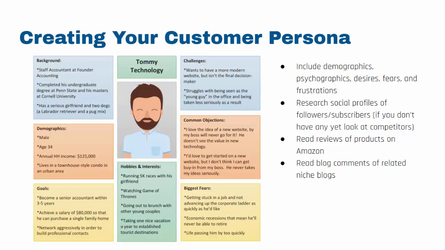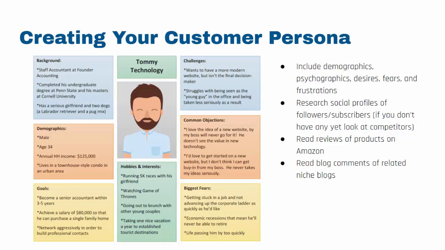A lot of people skip it thinking, oh, I know it in my head. I've got it. I'm smart. Don't be that guy. Do the work. Do the research. The way I find this information, I research social profiles of my followers, my subscribers, my customers. If you don't have any yet, look at your competitors. Find somebody who's bought your competitor's stuff and then go through their social profile. A lot of people don't have this stuff locked down, so you can see what they like, dislike, what they're talking about, all that stuff.